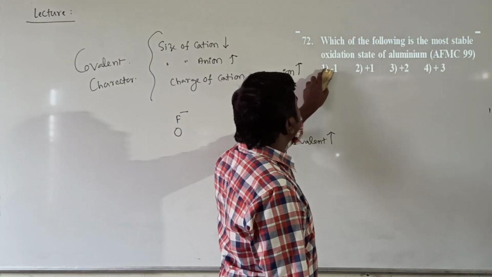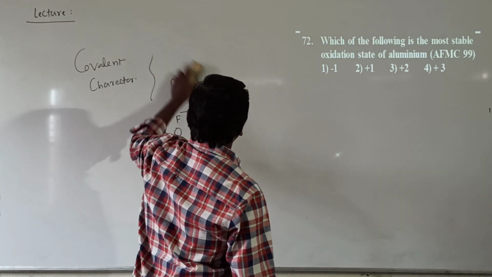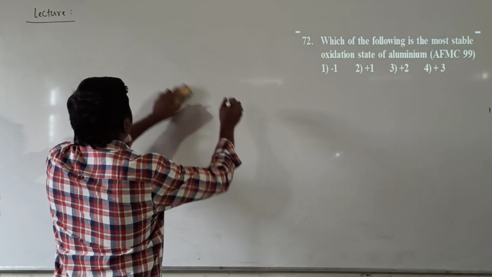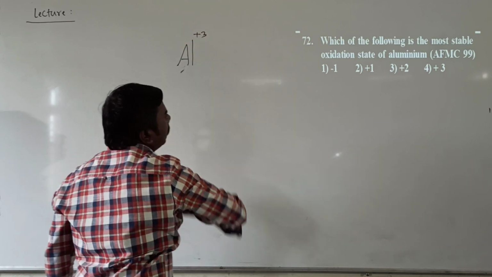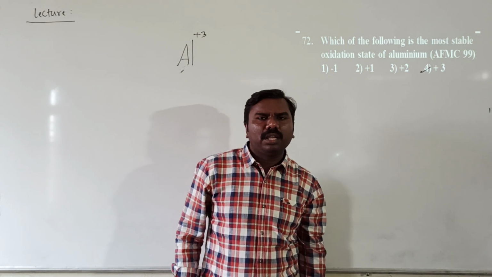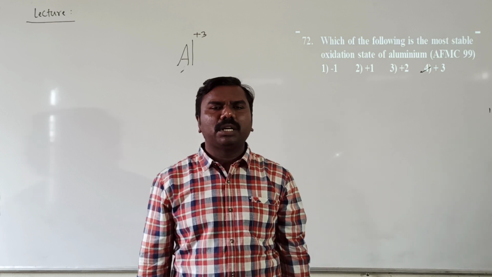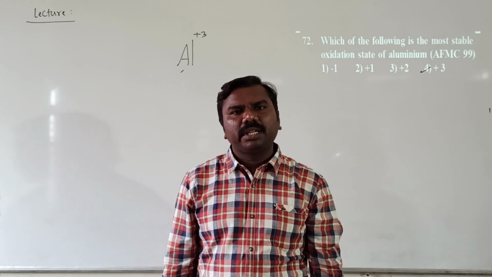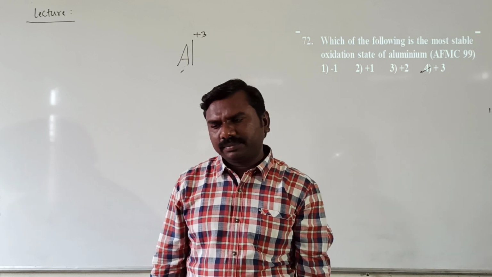Which of the following is the most stable oxidation state of aluminium? Aluminium always exhibits +3 oxidation state. AlCl3, Al2O3, AlF3: any compound of aluminium shows stable +3 oxidation state because the valence electrons are 3. Next.